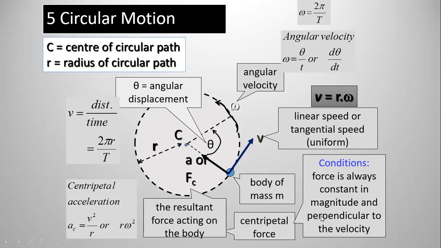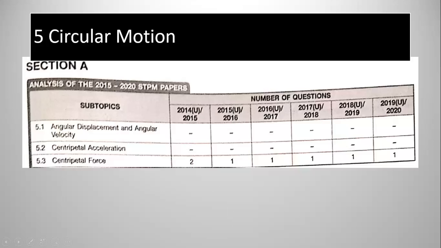And what is the condition? The force is always constant in magnitude, but perpendicular to velocity. Or we can say it's always directed to the center. That's the condition for centripetal force, for it to work with circular motion. I can see that it's a common question. An objective question will come out.